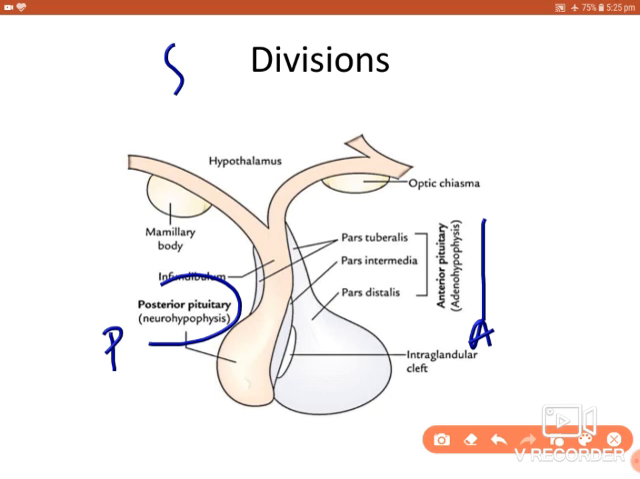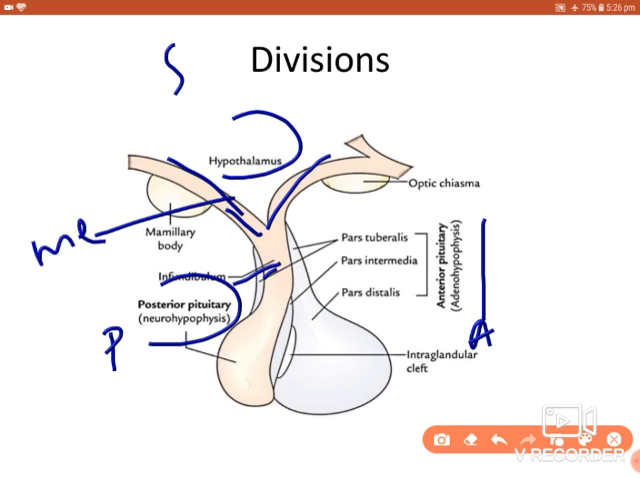Then this is the hypothalamus, part of the hypothalamus. This is the infundibulum. Then the part of the hypothalamus which connects the hypothalamus to the pituitary, this region, is the median eminence. That is the median eminence.